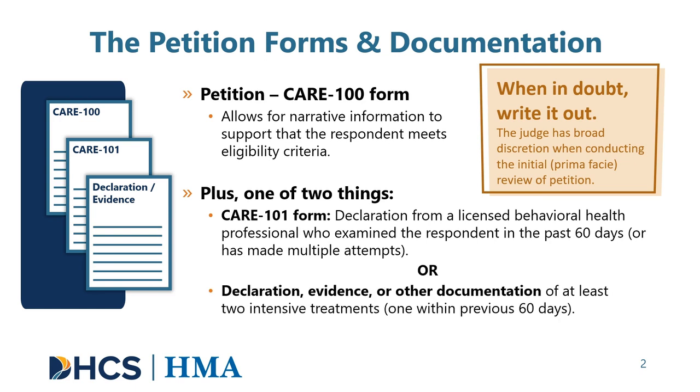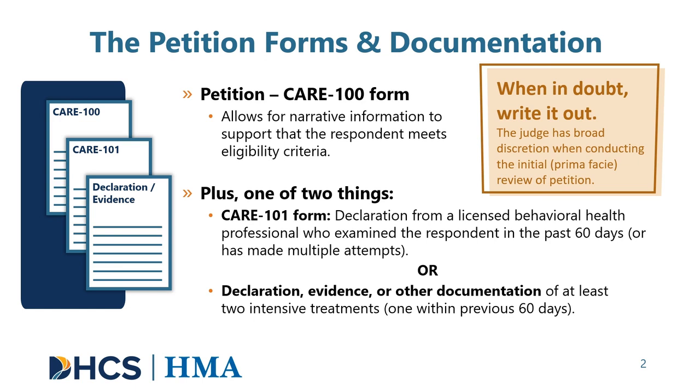Option 2 is declaration, evidence, or other documentation of at least 2 intensive treatments, one within the previous 60 days. Keep in mind that this evidence itself is not an eligibility requirement, but it's supporting evidence to help a judge meet the prima facie determination that the individual may be eligible for CARE. So, for example, if you are not a licensed behavioral health professional, such as a police officer or family member, this option may be a more appropriate option for you.